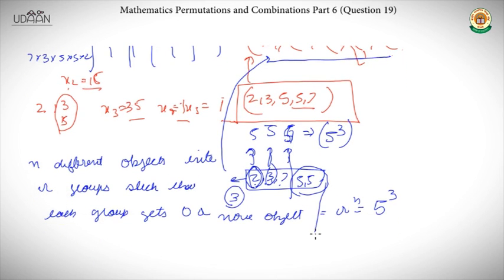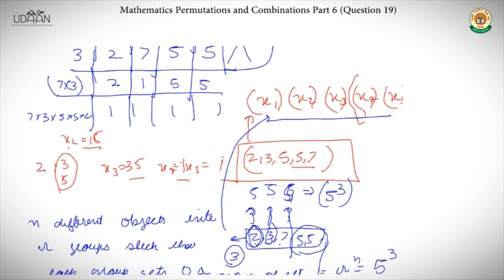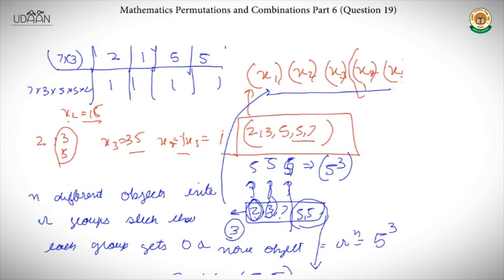Now we consider the alike items. The alike items are 2 alike items which are 5 and 5. So we consider the formula here. The formula we did in the theory was, if we divide n identical objects into R groups such that each group gets 0 or more objects, the formula is n plus R minus 1 C R minus 1. So the number of ways will be, n is 2 here, R is 5 because we have to divide it in 5 groups, minus 1 C R minus 1, that's 4. So we have 6C4 ways. And that comes out to be 15.